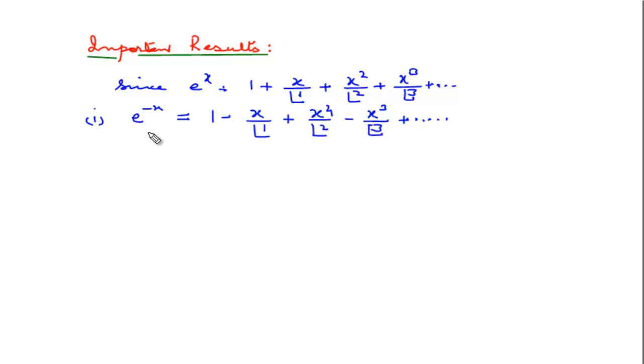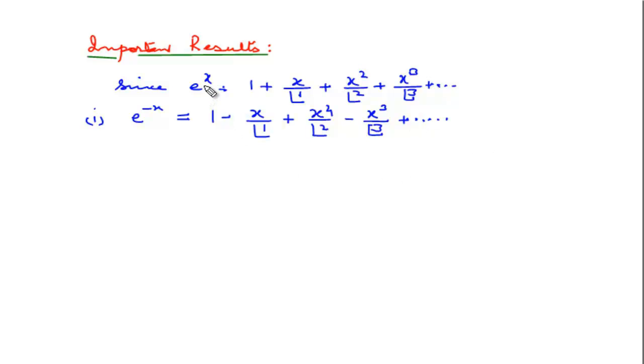Now we will see important results of exponential series. Since we know that e raised to the power x is equal to 1 plus x upon factorial 1 plus x square upon factorial 2 plus x cube upon factorial 3. If I replace x by minus x everywhere, I obtain the first result, which is e raised to the power minus x is equal to 1 minus x upon factorial 1 plus x square upon factorial 2 minus x cube upon factorial 3 plus and so on up to infinity.